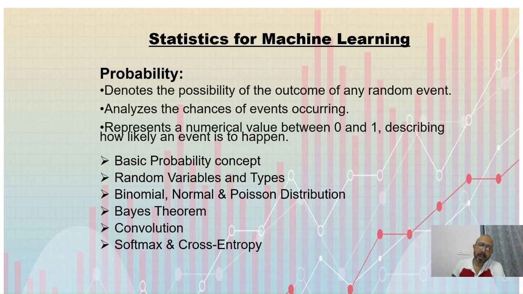Probability denotes the possibility of the outcomes of any random events. Analyze the chances of events occurring. It represents a numerical value between 0 and 1, describing how likely an event is to happen. Basic probability concepts: random variables and types, binomial, normal, and Poisson distribution, Bayes theorem, convolution, softmax, and cross entropy.